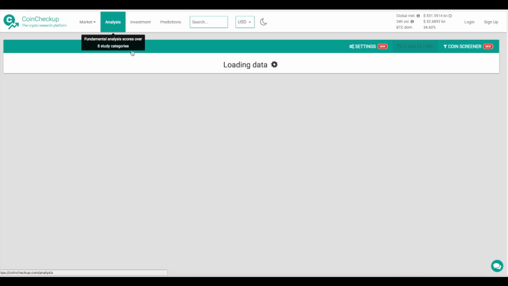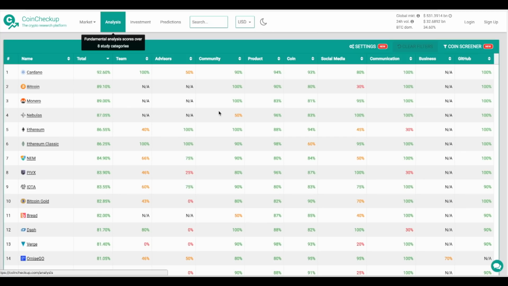This is kind of cool, actually. Let's go ahead and take a look at this. You'll notice it actually calculates the project based on certain scores, right? So you have the team, 100%. Transparent, basically. Advisors, 50%. Community, 90%. Product, 94%. Coin, 93%. Social media, 80%. This is for Cardano, by the way.